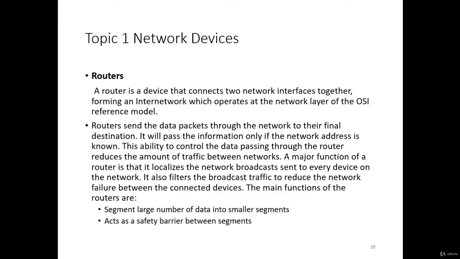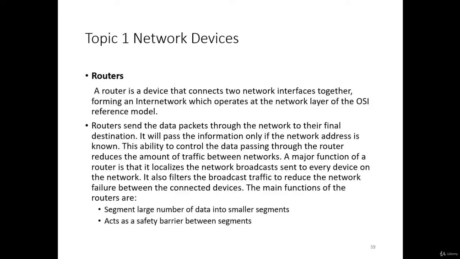A major function of a router is that it localizes the network broadcast sent to every device on the network. It also filters the broadcast traffic to reduce the network failure between the connected devices. The main functions of routers are to segment large amounts of data into smaller segments and to act as a safety barrier between segments.